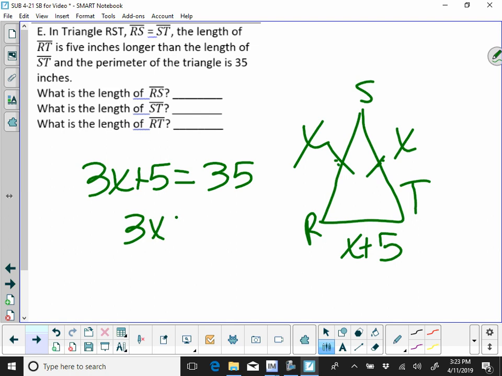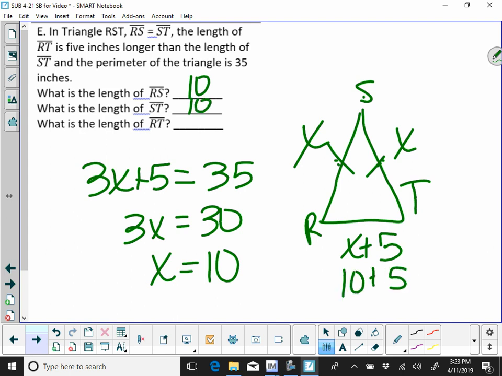And you solve your two-step equation from here. So X is 10. 10 is representing RS, ST, and then 10 plus 5 gives me 15 for RT. Same type of problem over here on Thursday and Friday, letter E.